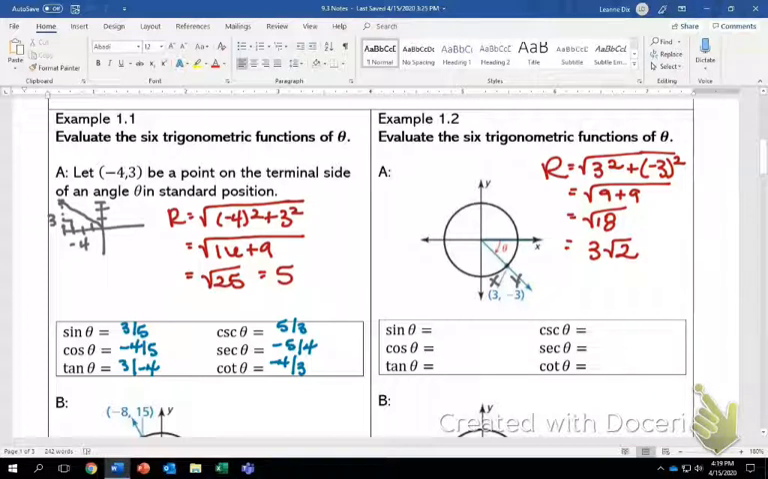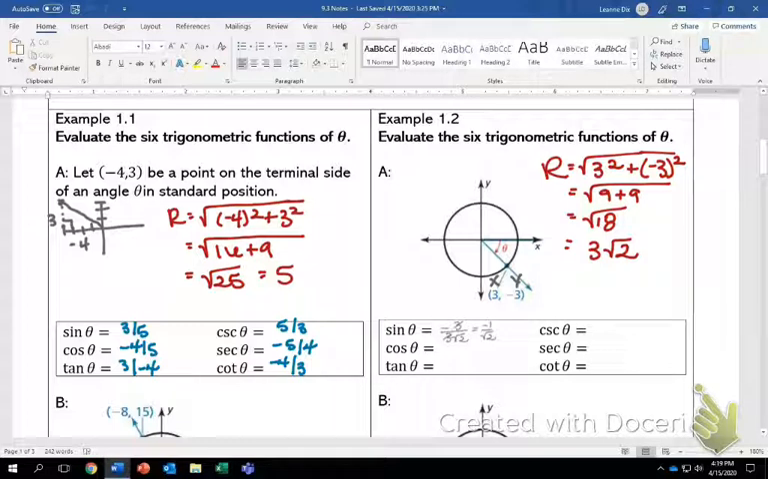So now that we have our x, our y, and our r, we can go ahead and figure out our 6 trig functions. So the first one is negative 3 over 3 times the square root of 2. I can cancel out my 3's here, and that'll leave me with negative 1 over the square root of 2.